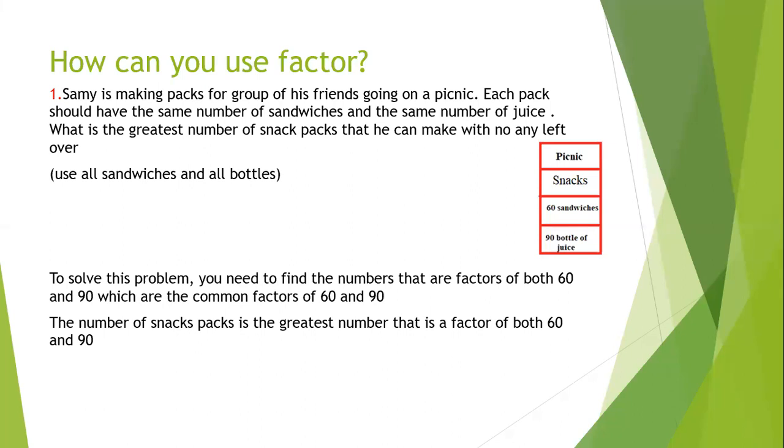How can we use factors? Sammy is making packs for a group of his friends going on a picnic. Each pack should have the same number of sandwiches and the same number of juice. What is the greatest number of snack packs that he can make with no leftover? That means we have to use all the number of sandwiches and the number of bottles. To solve this problem, I have to find the common factor between 60 and 90. Let's see how.